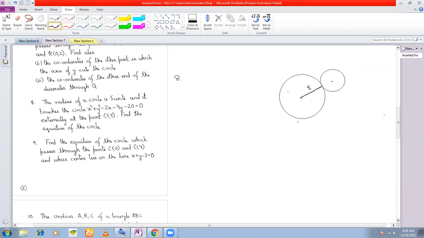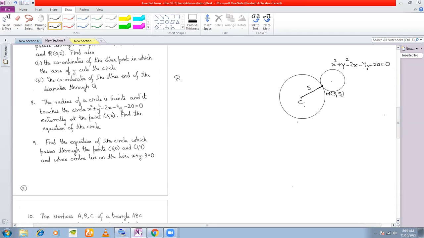And it touches the circle x square plus y square minus 2x minus 4y minus 20 is equal to 0 externally at the point (5, 5). That means these two circles touch each other externally at the point, let's call it M (5, 5). Find the equation of the circle. That means you will have to find out the equation of the circle.